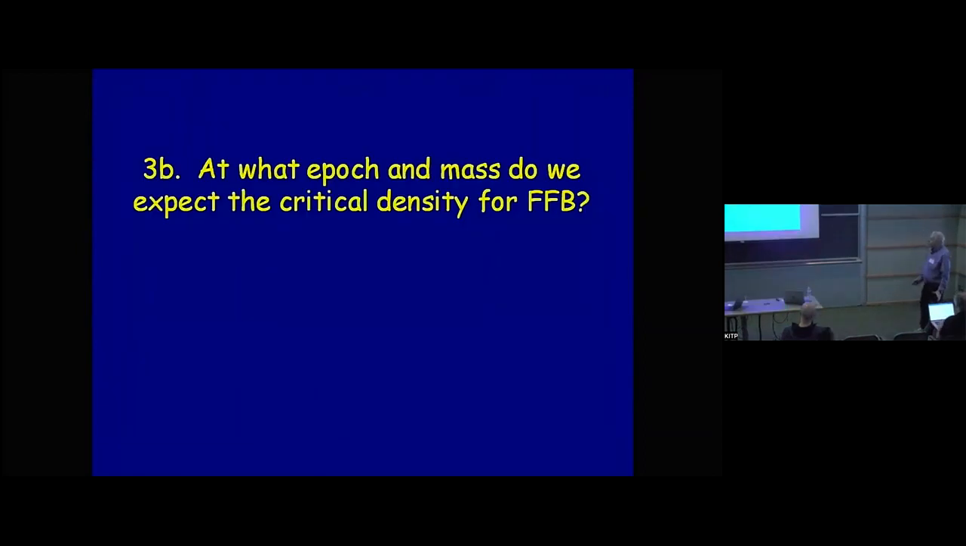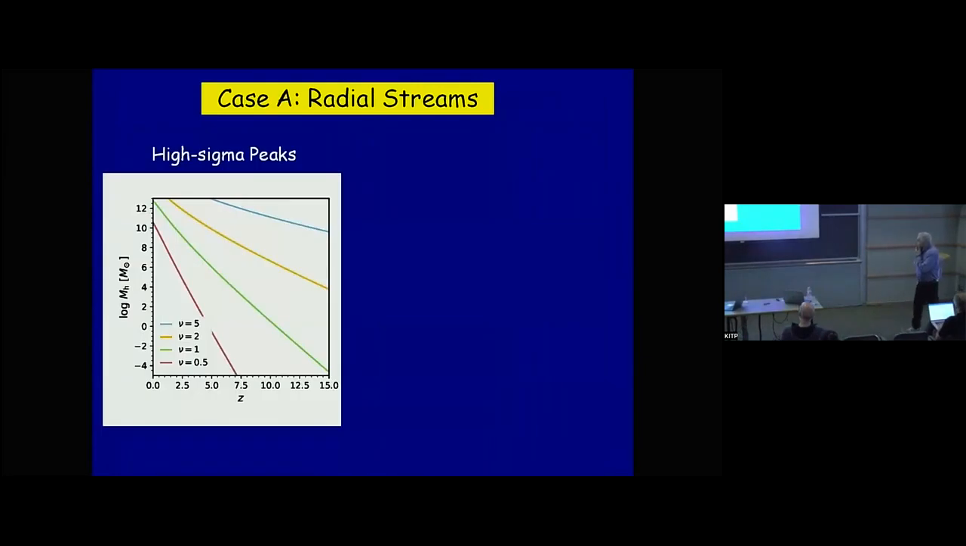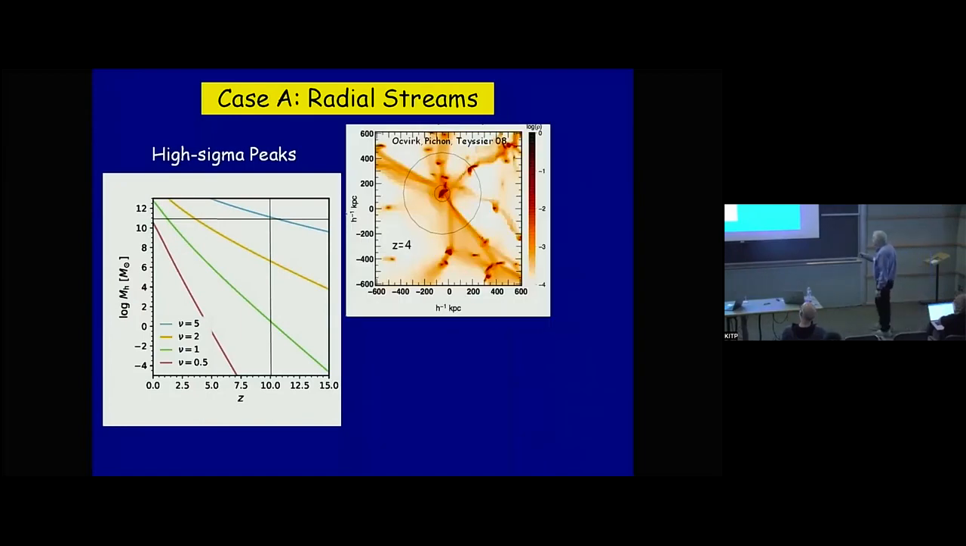So what is the epoch and mass where we expect a feedback-free burst? That's the key now. So this is a bad picture. I'm checking two regimes, one in which the streams are pretty radial, and then you form a shock in a shell. The other where the streams have impact parameter and you form a disk. So case number one is radial streams. You can convince yourself, and there's a paper by Dubois et al., with Christophe and Julien and others, where as a function of redshift you ask yourself, what is the height? How many sigma peaks are we talking about? It turns out we're talking about 5 sigma peaks. And the idea is that 5 sigma peaks do have pretty radial streams.